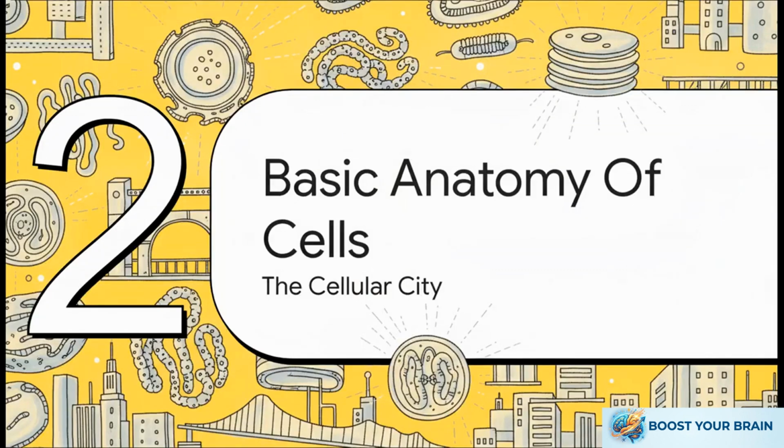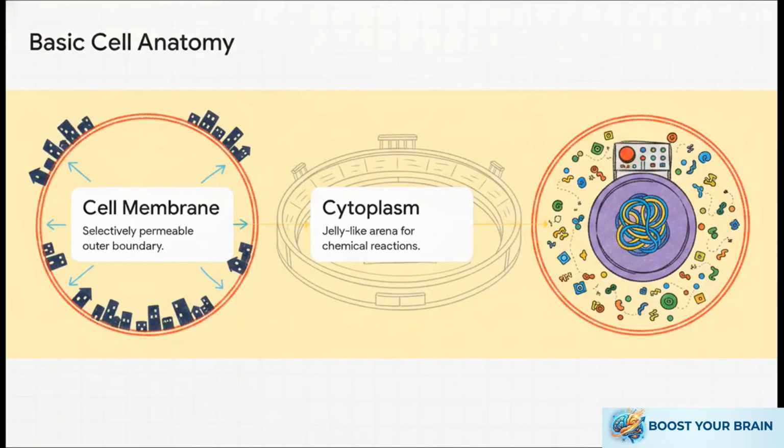Moving right along to Section 2, Basic Anatomy of Cells. It's time to transition from historical theory into the actual physical architecture of our microscopic city. Now, every city needs a fundamental structure, right? And a cell relies on a few core parts to keep things running. Let's walk through them step by step.